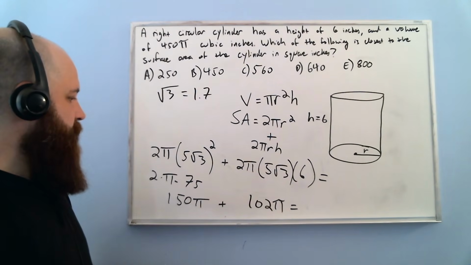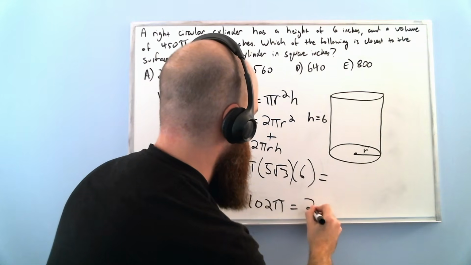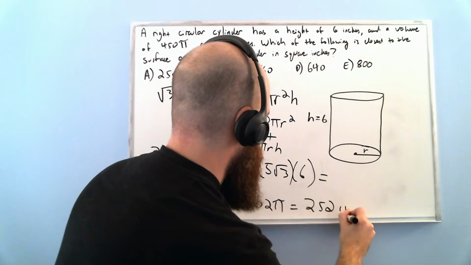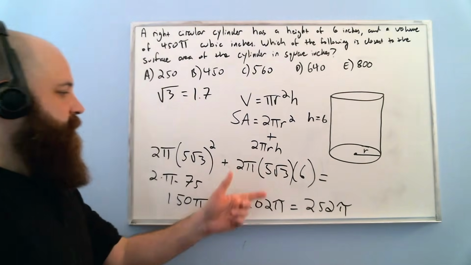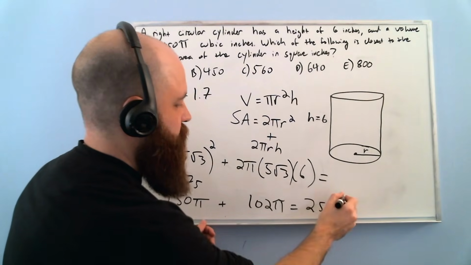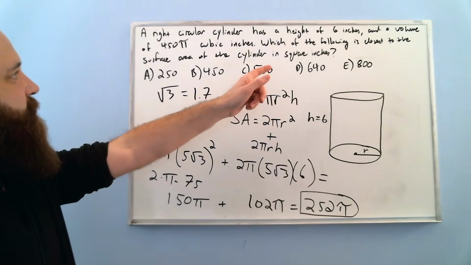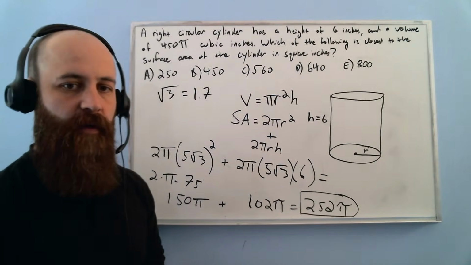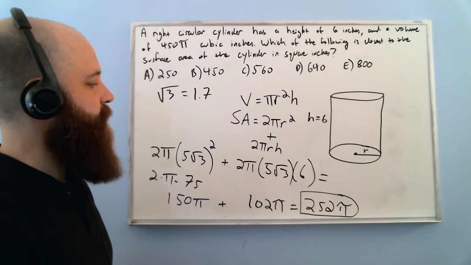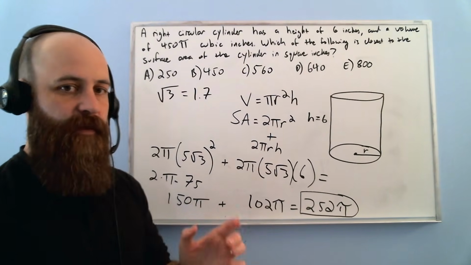I add those together, I get 252 pi. Okay, and this isn't exact, that's an approximation, right? I rounded root 3, but on the other hand, this is asking which of the following is closest. Okay, so I don't need an exact number as long as I have something that's close. How much can I round?